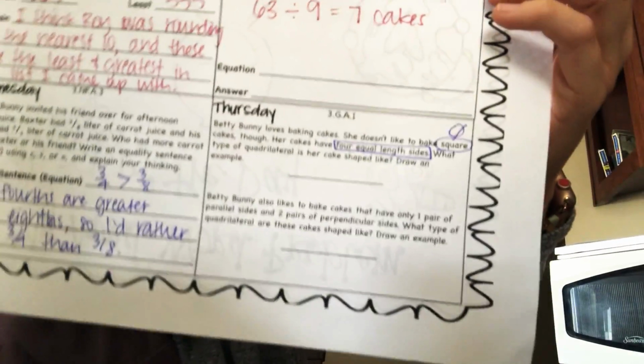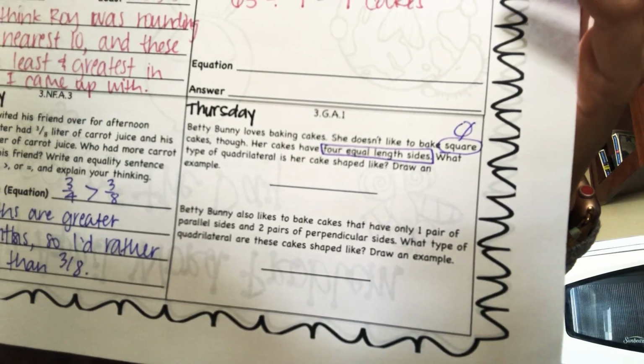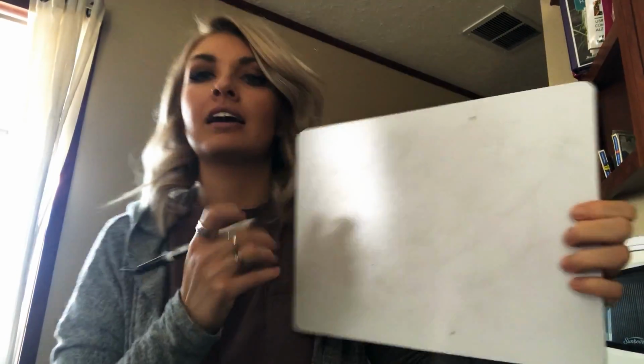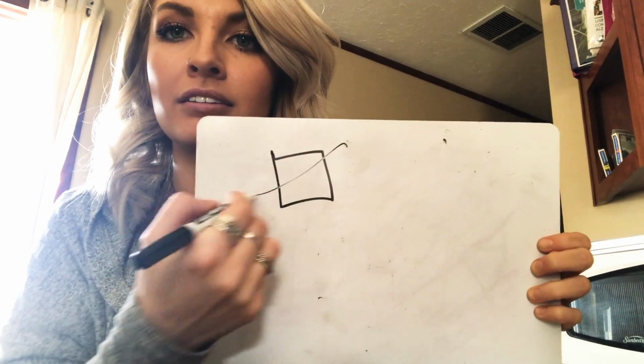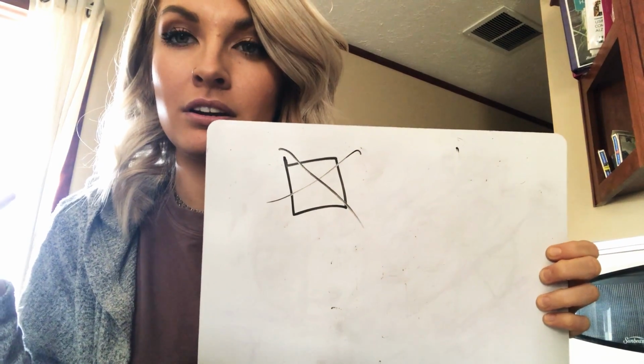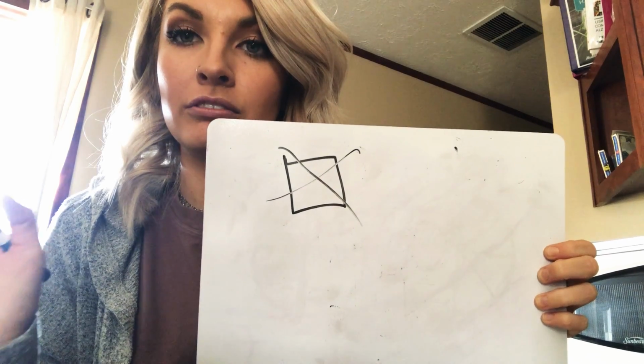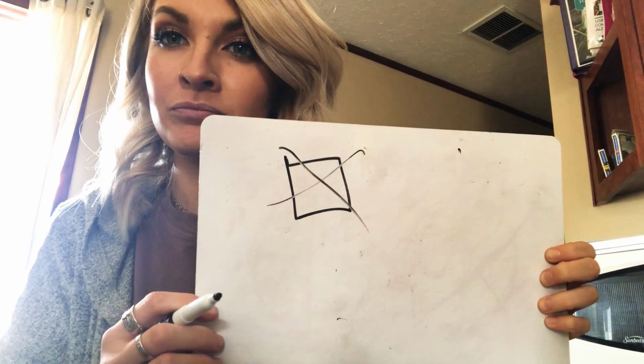Okay, so she says she does not like square cakes. So no squares. So this is how I'm going to mark up my problem here. No square cakes, okay? So after we learned about all the quadrilaterals and the attributes of quadrilaterals last week, one that has all 4 the same can't be a square, okay? Can't be this.